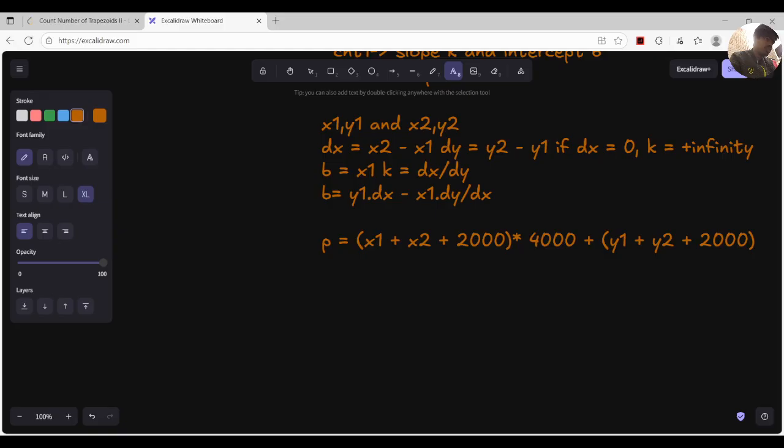Now for the time complexity, it is O(n squared), and the space complexity is also O(n squared), where n is the number of points. We can do the code.